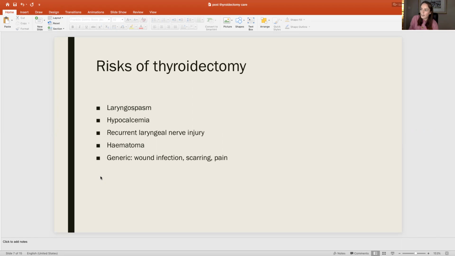This isn't something that the ward doctors and nurse practitioners should come across, because hopefully it should be happening reasonably rapidly after the operation, and the patient will eventually need, most likely, to be intubated. So let's hope that happens in recovery. Hypocalcemia, you need to know about, you need to know how to identify and how to treat. Recurrent laryngeal nerve injury is important to know about, but not something that you will be getting involved in. Post-op hematoma, we're going to talk about now in more detail. And then the generics of any operation, wound infection, scarring and pain are important risks to be aware of.